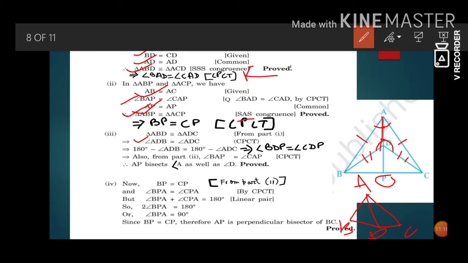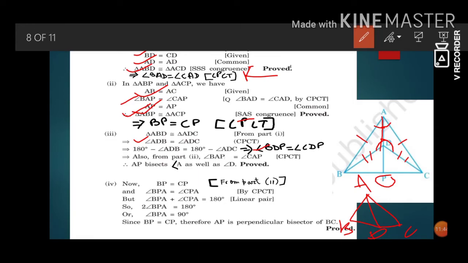From 180, since AP is a straight line and the point D lies on the straight line, we will subtract angle ADB from 180 and angle ADC from 180. We will get angle BDP equals angle CDP. This proves that AP bisects angle D.